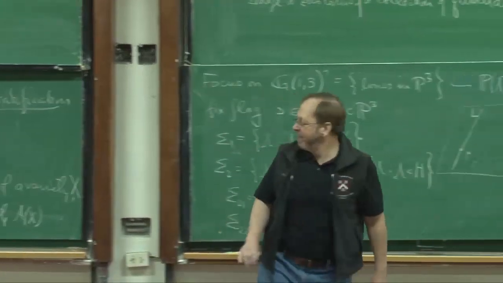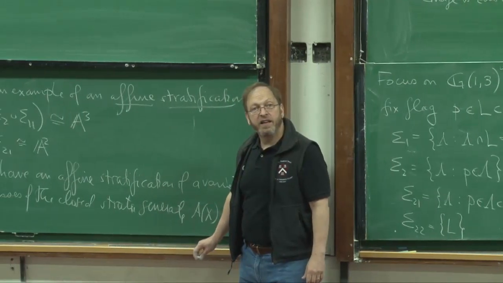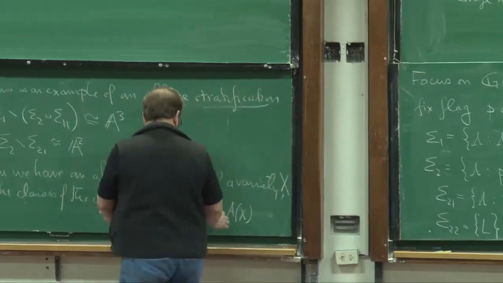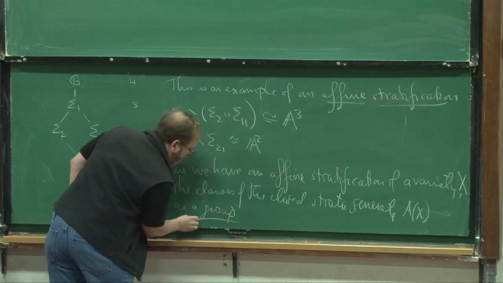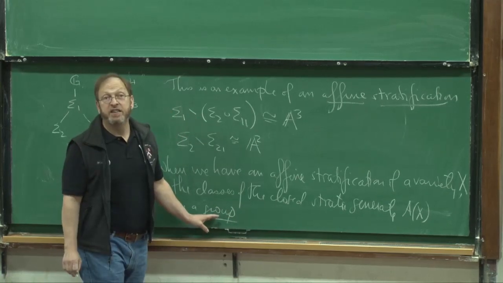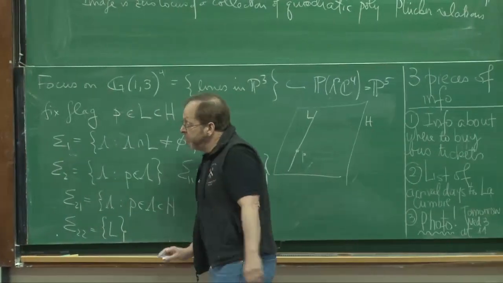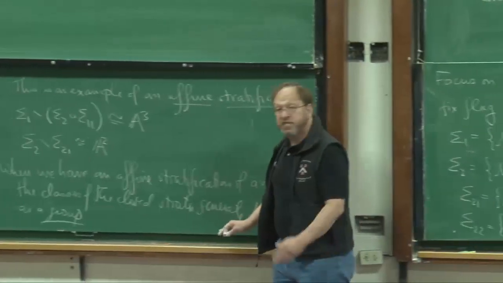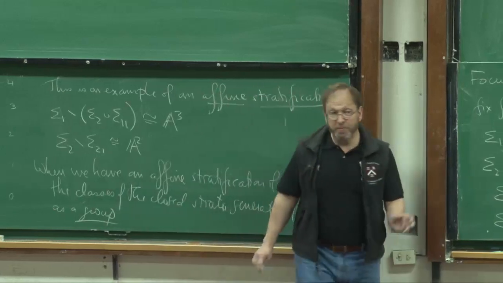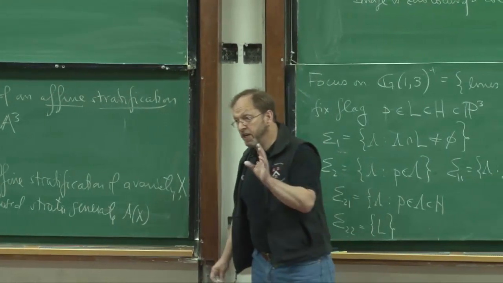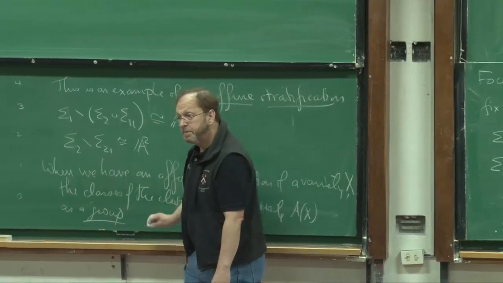Sorry, when you say that the classes of the closed strata generate A of X, you mean generate as a ring? As a group. So they form an additive basis for Chow. Now, in fact, I'm only going to be using the fact that they generate, which is the part you can prove by elementary methods. In fact, it's also true they generate freely, but that's a harder fact to establish. We don't need it because we'll see that these are independent classes when we work out the intersection products.